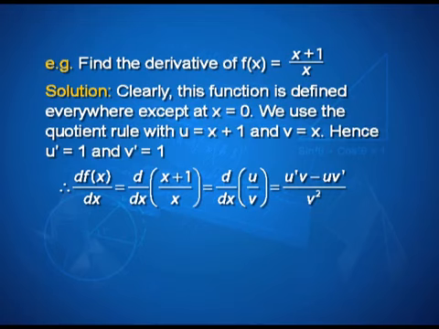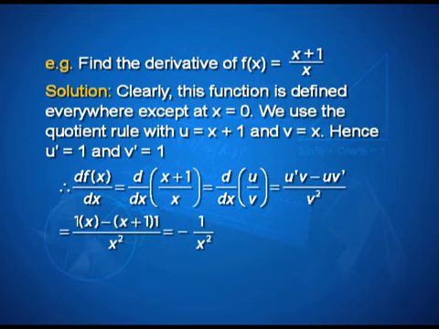Therefore, d by dx of f of x is equal to d by dx of (x plus 1) upon x, that is equal to d by dx of u upon v, that can be written as (u dash v minus u v dash) upon v square, that gives (1 into x minus (x plus 1) into 1) upon x square, which gives us minus 1 upon x square.